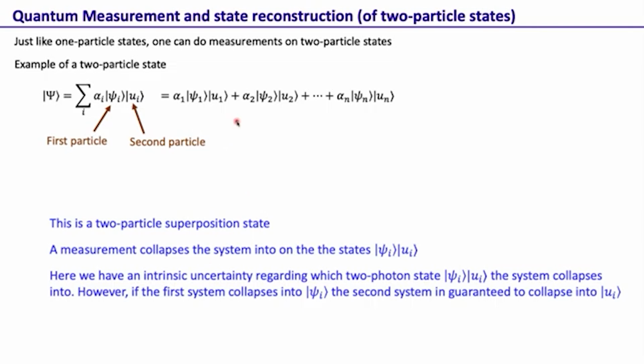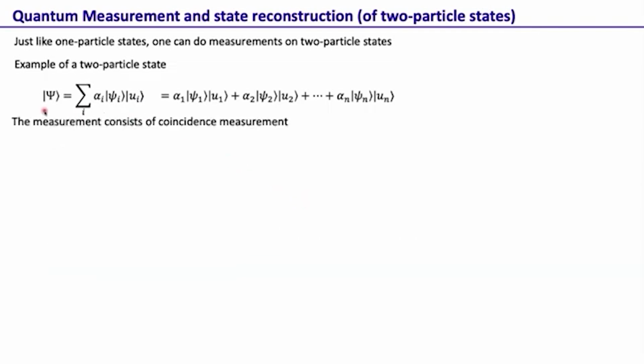But one thing is very clear here: if the first system collapses into psi_i, let's say psi 2, then the second system is guaranteed to be in u2. So the index corresponding to the first and second system has to be the same. Of course there's an intrinsic uncertainty as to which two particle state we will find in a given measurement, but if we find that the first particle is psi_i, then the second one is guaranteed to be u_i. That is what we get from the structure of the two particle state. Now, when we talk about measurement in the context of a two particle state, we refer to coincidence measurement, because we have to measure both the particles.